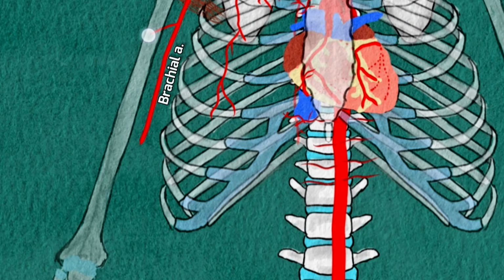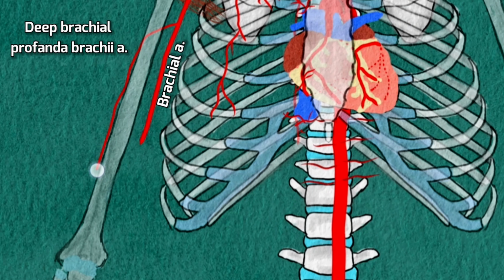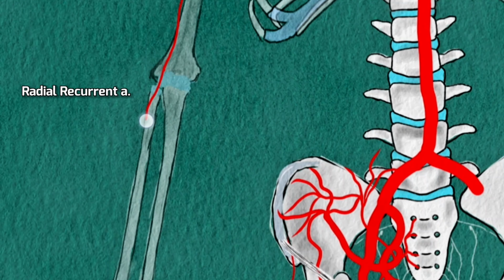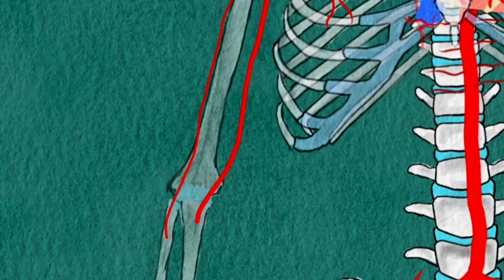And the brachial artery produces a branch known as the deep brachial or profunda brachii artery, which supplies the posterior compartment. This continues down to the lateral arm as the radial collateral artery. And there is the radial recurrent artery. Lastly, on the medial side, the brachial artery produces a branch that travels around the back of the elbow and is known as the superior ulnar collateral artery.